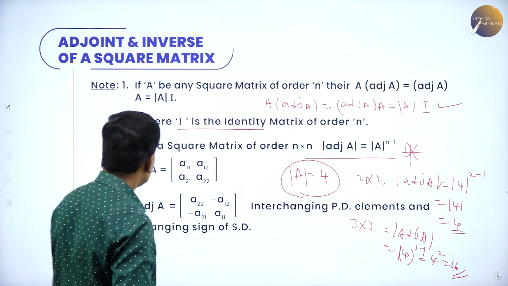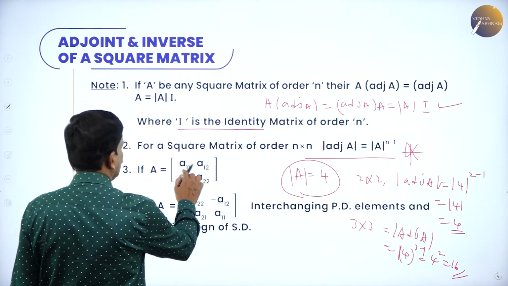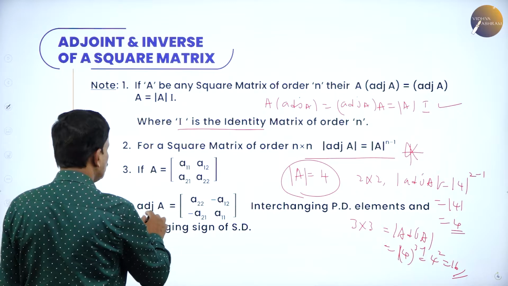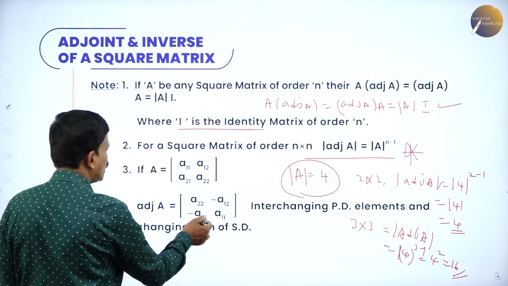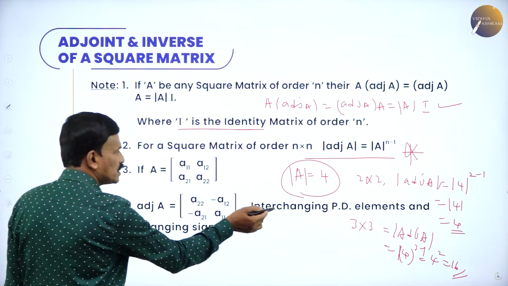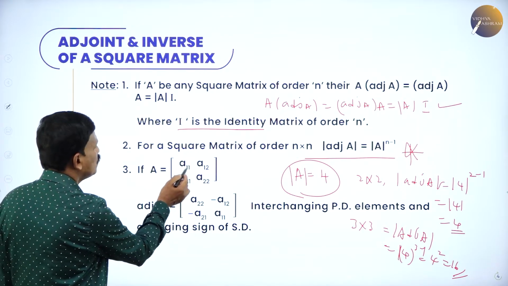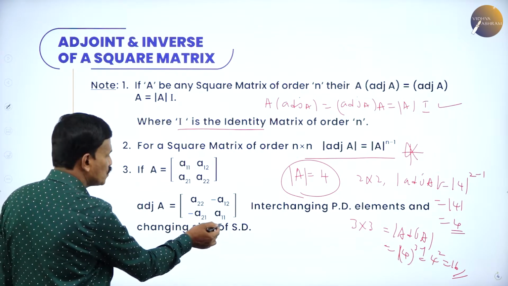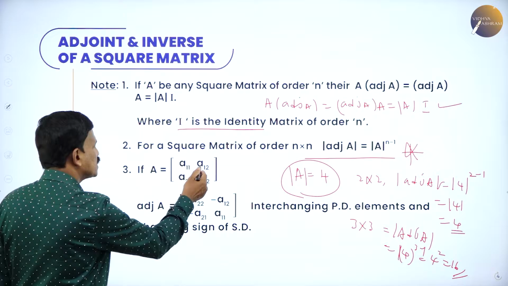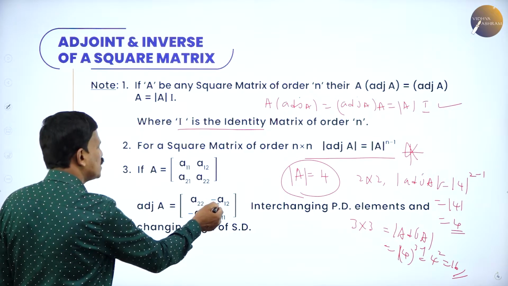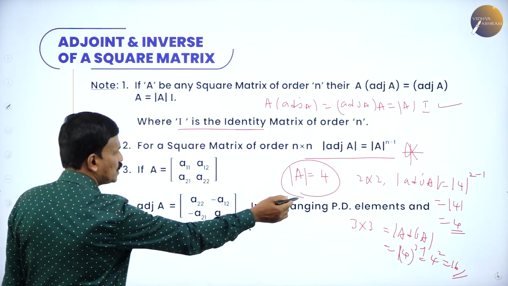That we will discuss in the coming session, don't worry. Now, if A is equal to A11, A12, A21, A22, then the adjoint of this is denoted like this, interchanging the principal diagonal elements. A11, A22 can be written as A22, A11, and changing the signs for the secondary diagonal elements, minus A12 and minus A21.